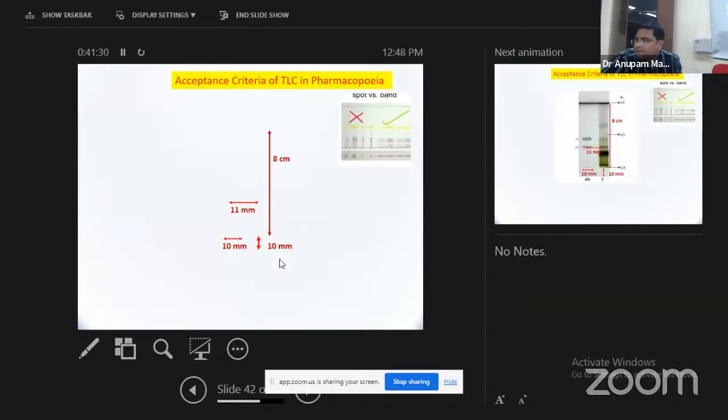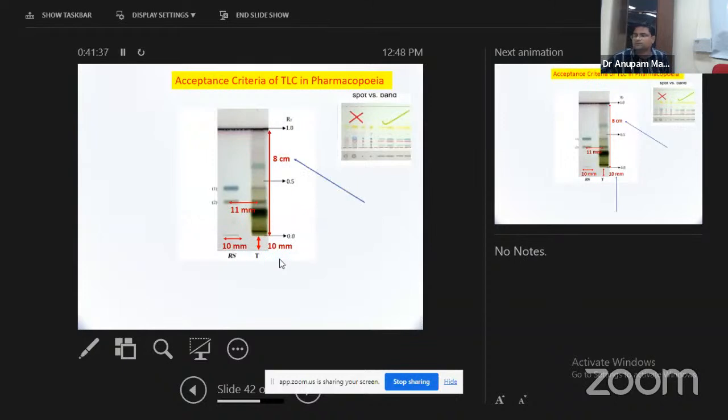Acceptance criteria in TLC in the pharmacopoeia. What is the acceptance criteria? You can see the travel length should be 8 centimeters in the pharmacopoeia, and from the bottom, where you are applying the spot, it should be 10 mm. And the spot, the band length, should be 10 mm.